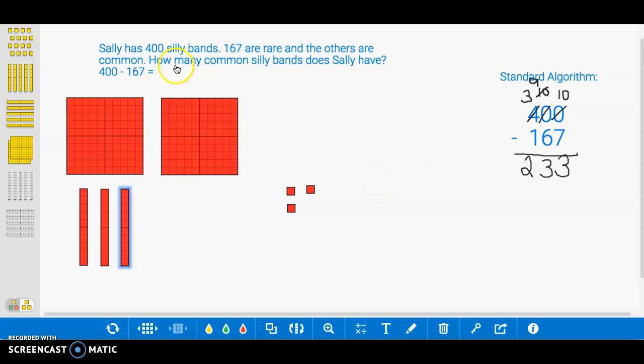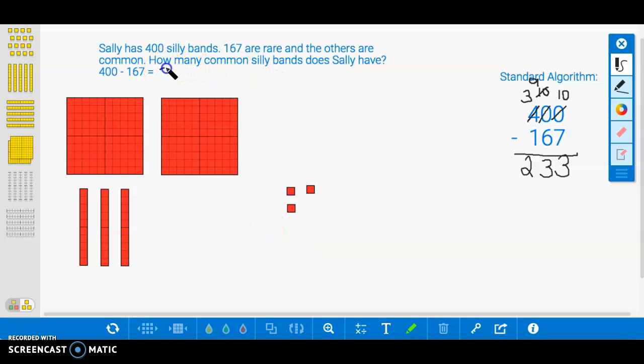Now we know that Sally has 233 common silly bands. So we'll write 233 as our answer.